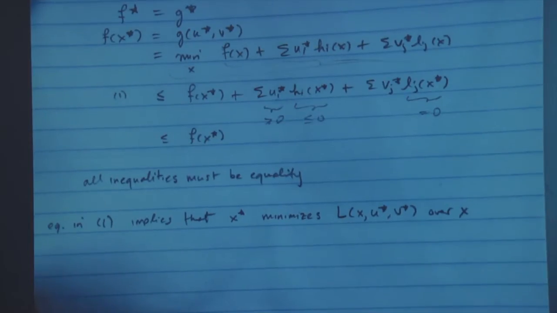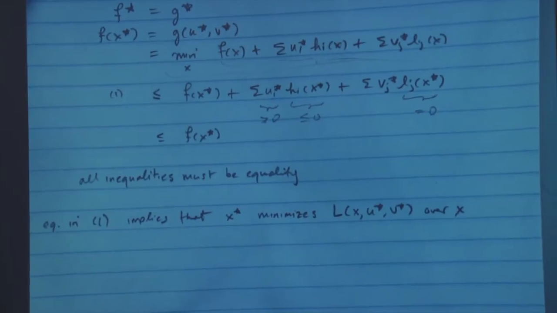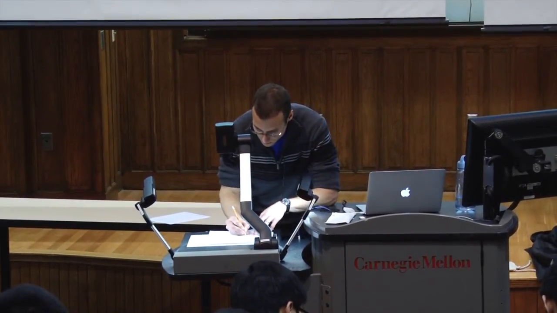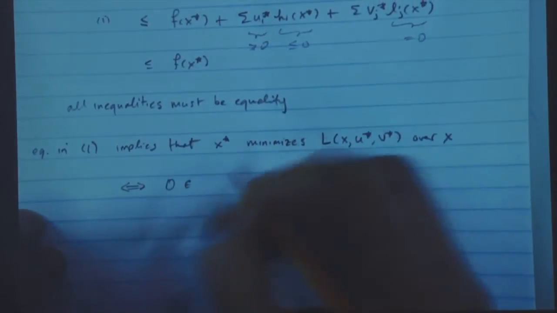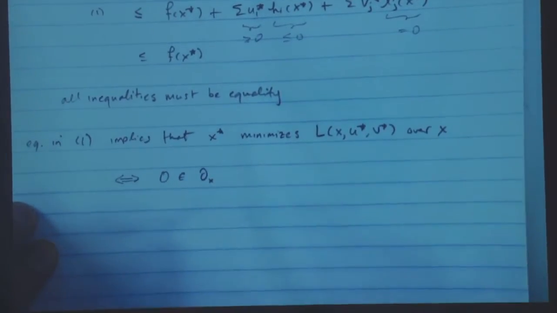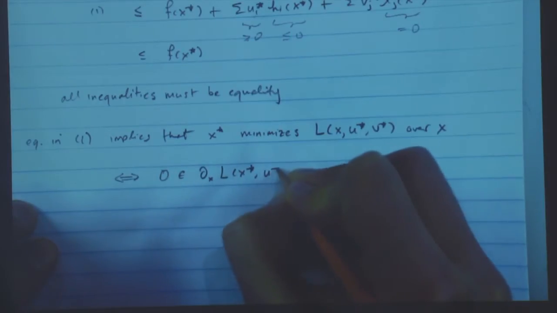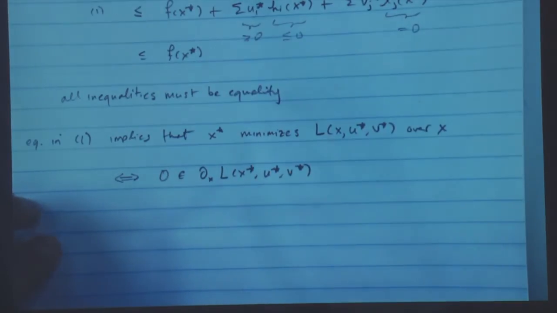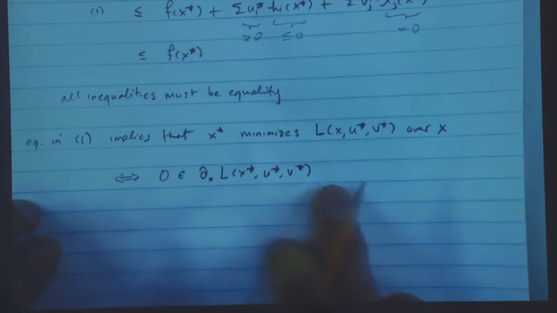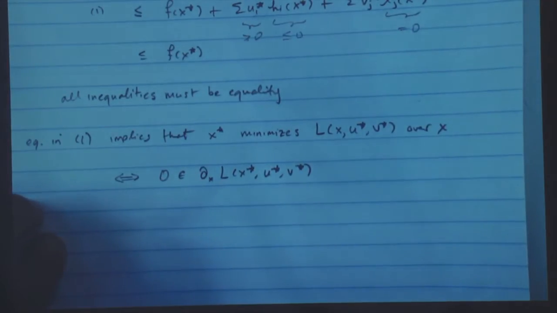We know that a point achieving the minimum of a function is equivalent to 0 being in the subgradient of that function evaluated at that point. That's the subgradient optimality condition that we know. So that's true if and only if 0 is in the subgradient with respect to x of L of x star, u star, v star. Just to be clear that we're considering this function, the Lagrangian, as a function of x alone, with u star and v star fixed.